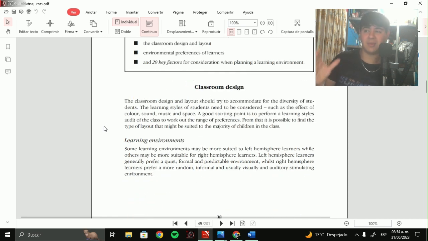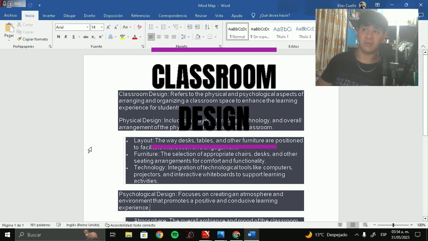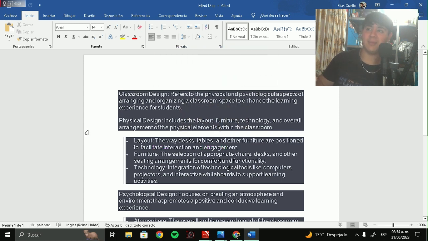We have the classroom design. What is the classroom design? Well, here we have a short explanation. The classroom design refers to the physical and psychological aspects of arranging and organizing a classroom space to enhance the learning experience for a student. This is very important and is the main concept and aim of us teachers when we plan and design the classroom layout.